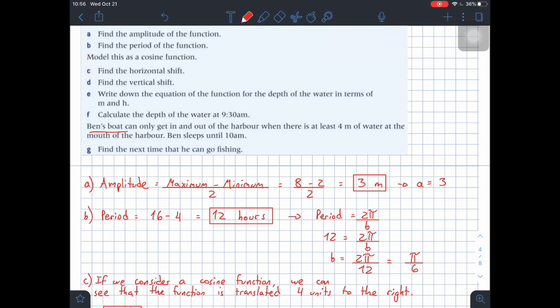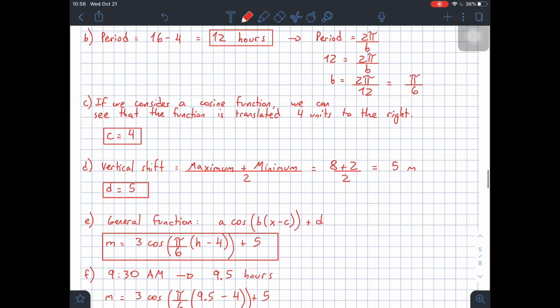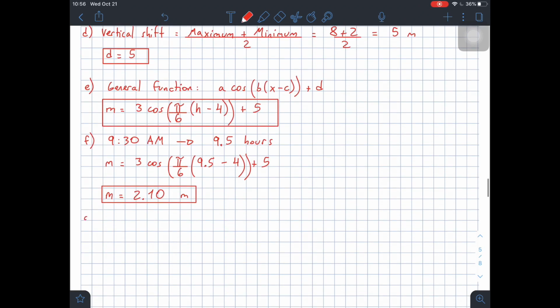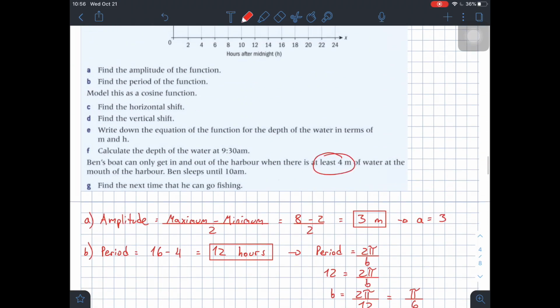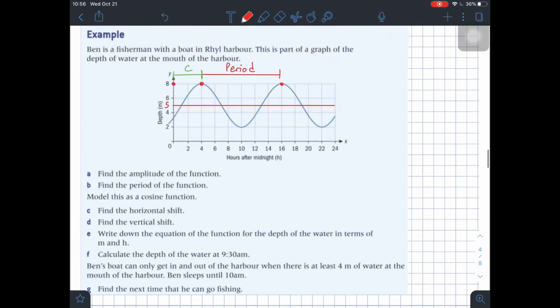It says Ben's boat can only get in and out of the harbor when there is at least 4 meters of water at the mouth of the harbor. Ben sleeps until 10 a.m. Find the next time that he can go fishing. Okay, so here we have an interesting analysis. We need to see when the function is above 4 meters. So if you take a look at here, we can trace this line here for 4 meters.